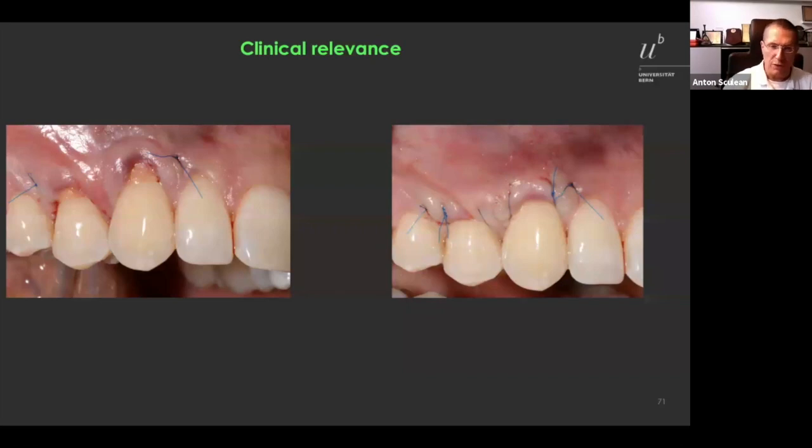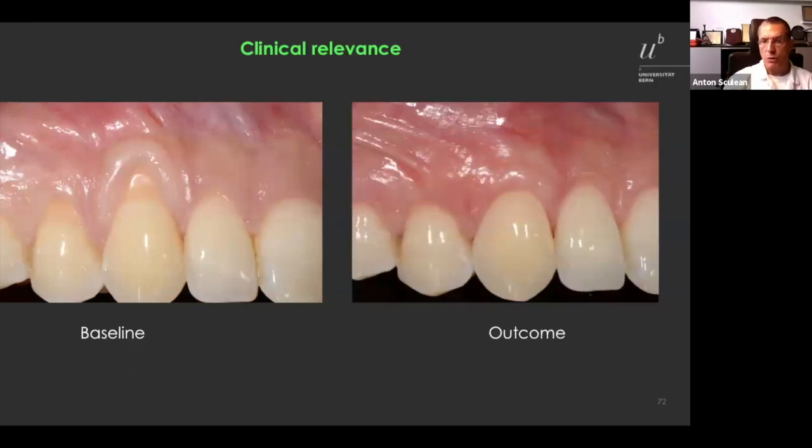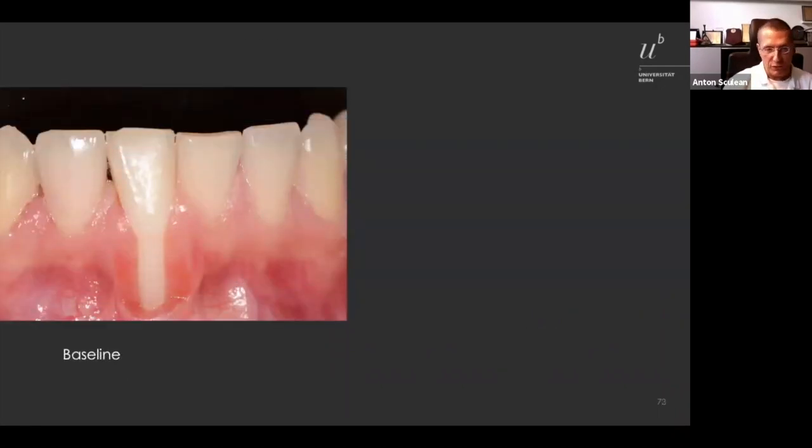Usually I like to leave the sutures for 2 or nowadays even 3 weeks in order to be sure that I have a good wound stability. Please observe the outcome, complete coverage, and absolutely no scar tissue formation. And sometimes we have even more difficult cases, as you can see here.